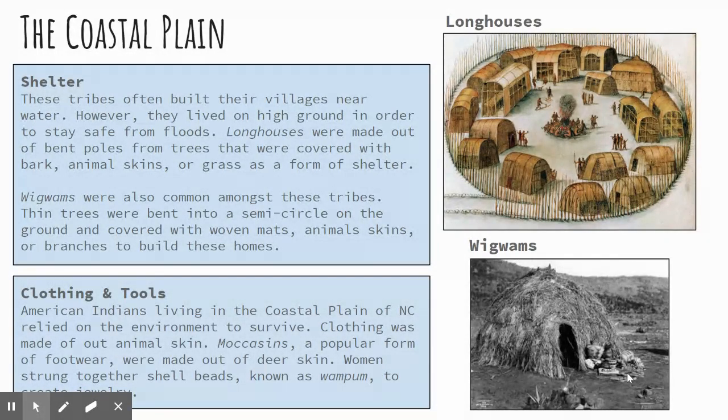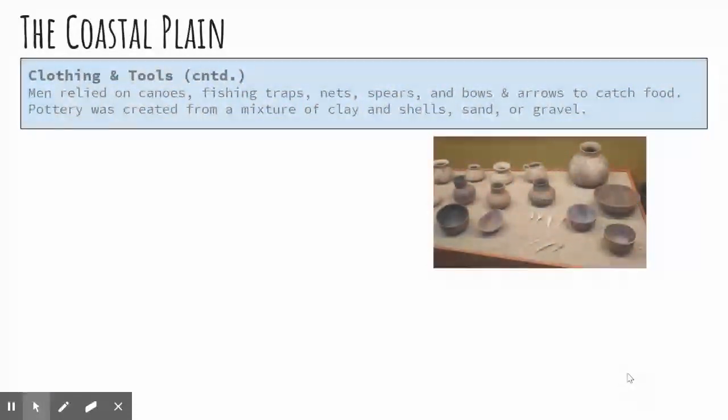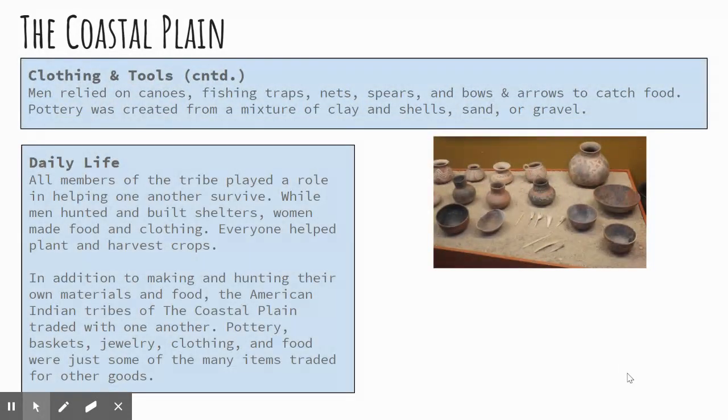As far as clothing and tools, they made their clothing out of animal skins. They wore moccasins on their feet as footwear. Women strung together shell beads known as wampum to create jewelry. Some of the tools they used were canoes, traps, nets, spears, and they created pottery.